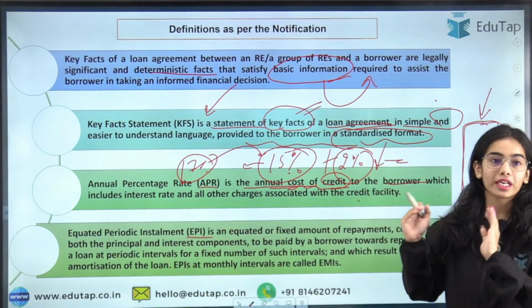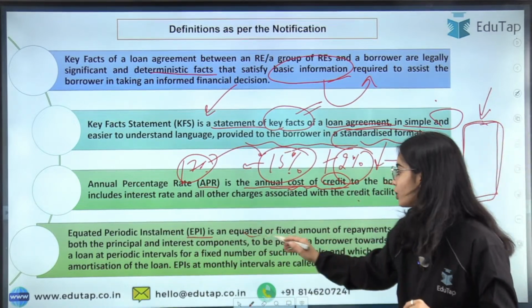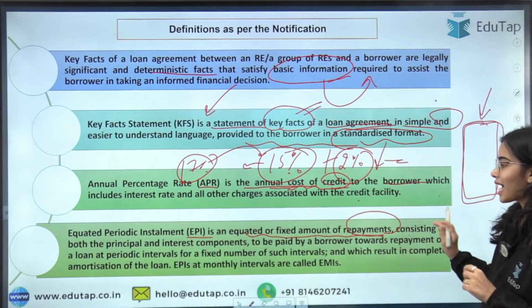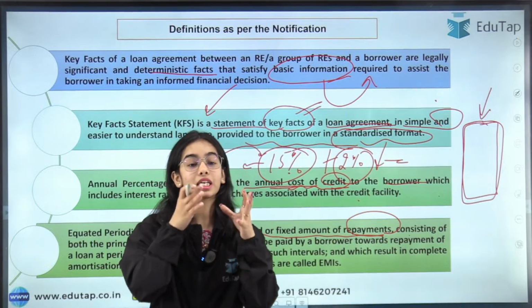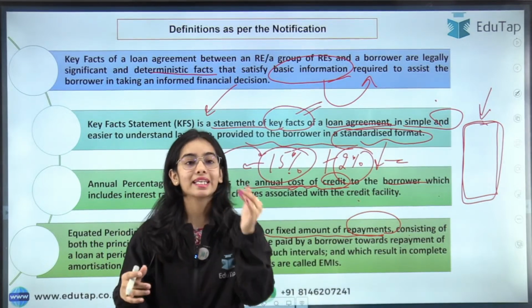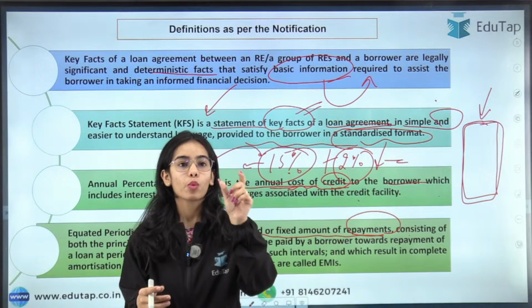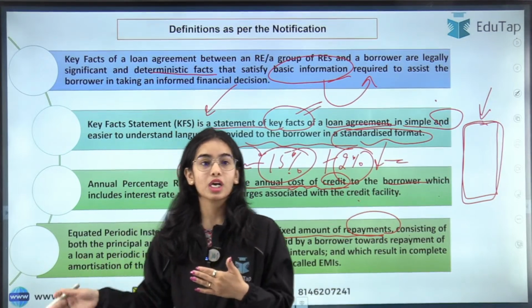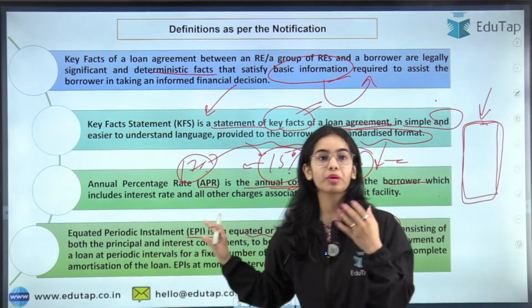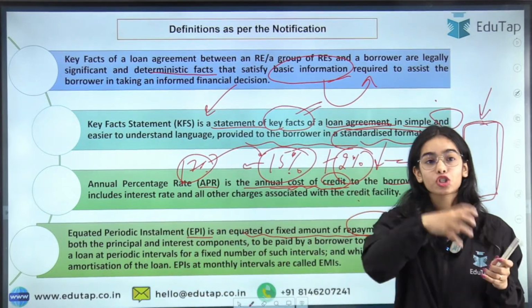So equated periodic installment means the equated or fixed amount of repayments that has to be done. You have heard about EMIs. EMIs are the equated monthly installments, that is, how much amount of monthly installments you have to pay. But the equated periodic installment means how many installments you have to pay.